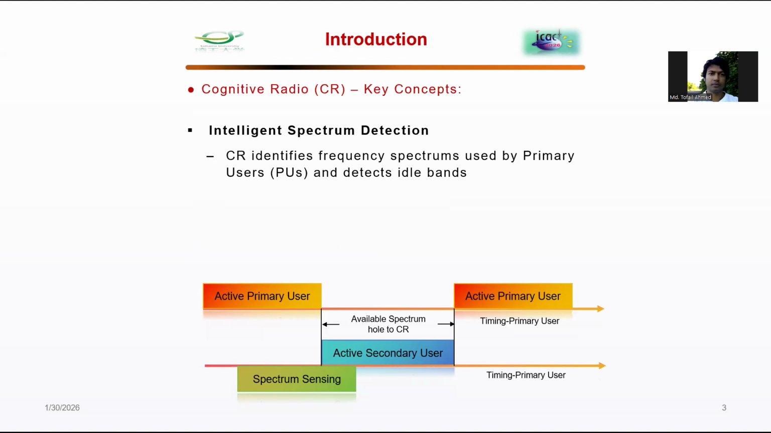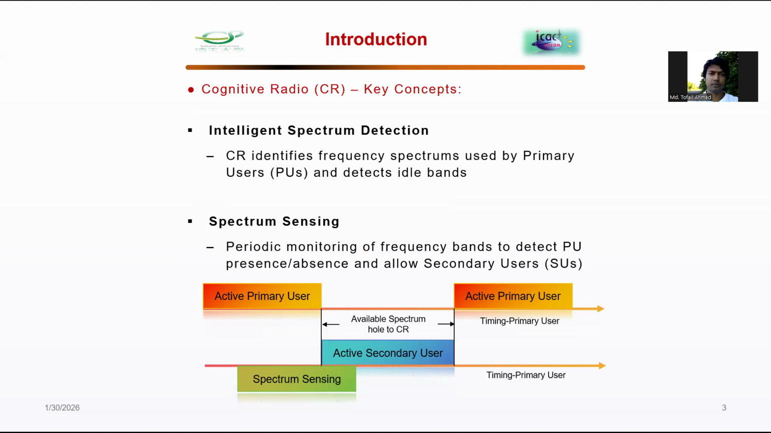Let's start with the fundamentals. Cognitive radio is an intelligent wireless communication system. Its core function is spectrum sensing. It constantly monitors the radio environment to identify which frequency bands are occupied by licensed primary users, PU, and more importantly, to detect the ideal spectrum holes. Those holes can be safely used by unlicensed secondary users, SU, improving overall efficiency.